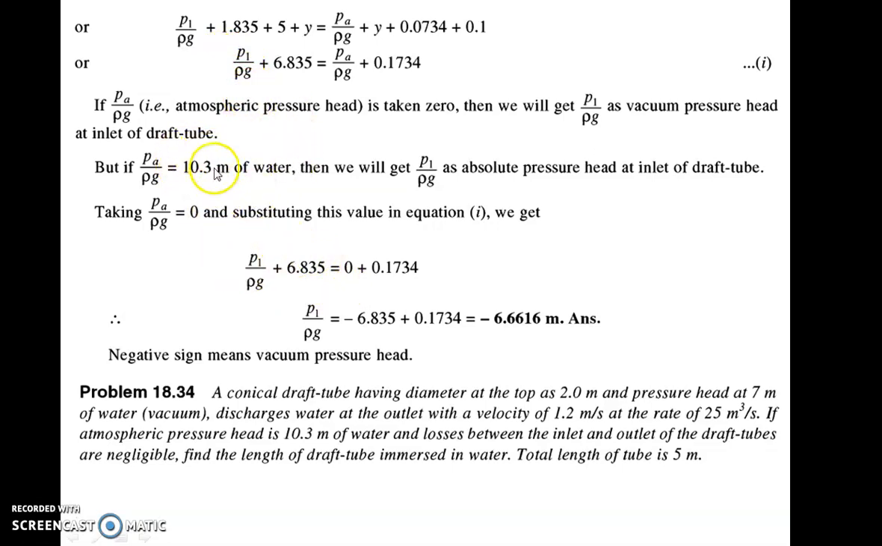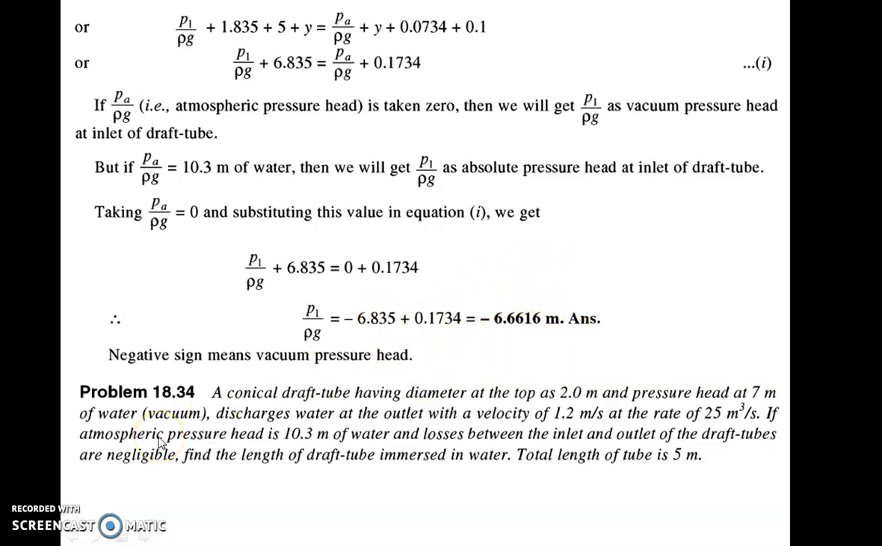So instead of taking 10.3 meter of water, they have taken PA by rho g as 0. That means you will get gauge pressure. So P1 by rho g is coming as negative. Here minus 6.6616 meter is the P1 by rho g. This negative sign means that the pressure is a vacuum pressure head. So P1 by rho g is a vacuum pressure, a negative pressure.